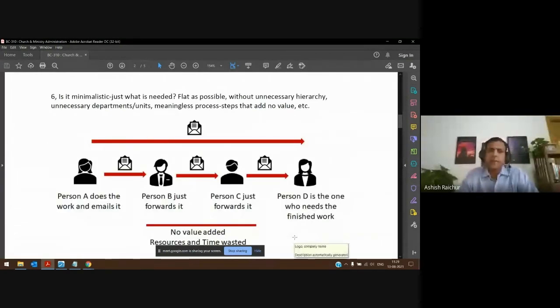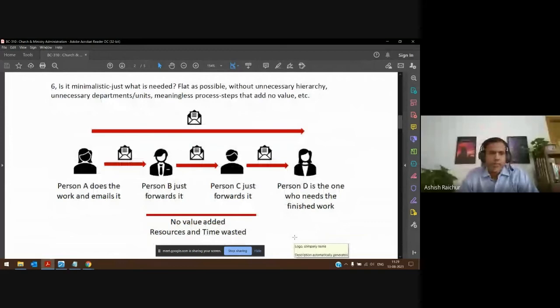Just give an example. Suppose person A is doing certain work. Maybe she is writing a document. Then she forwards it to person B, who is not adding any value. It comes to his inbox, then he forwards it to person C, and person C is not doing anything with that document, and he forwards it to person D. So person A is doing the work, and person D is the one who needs that finished work and is going to make use of that.